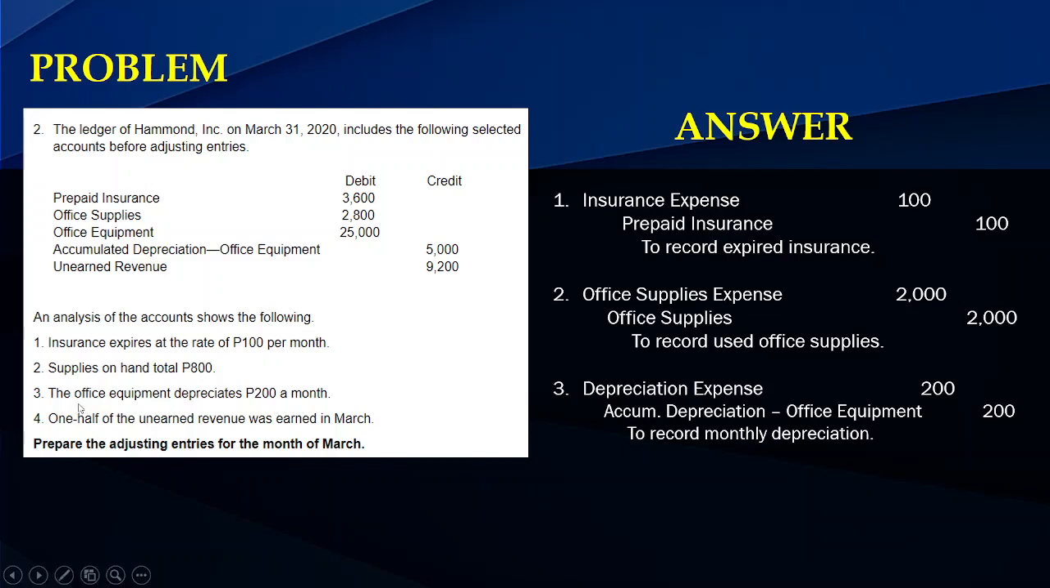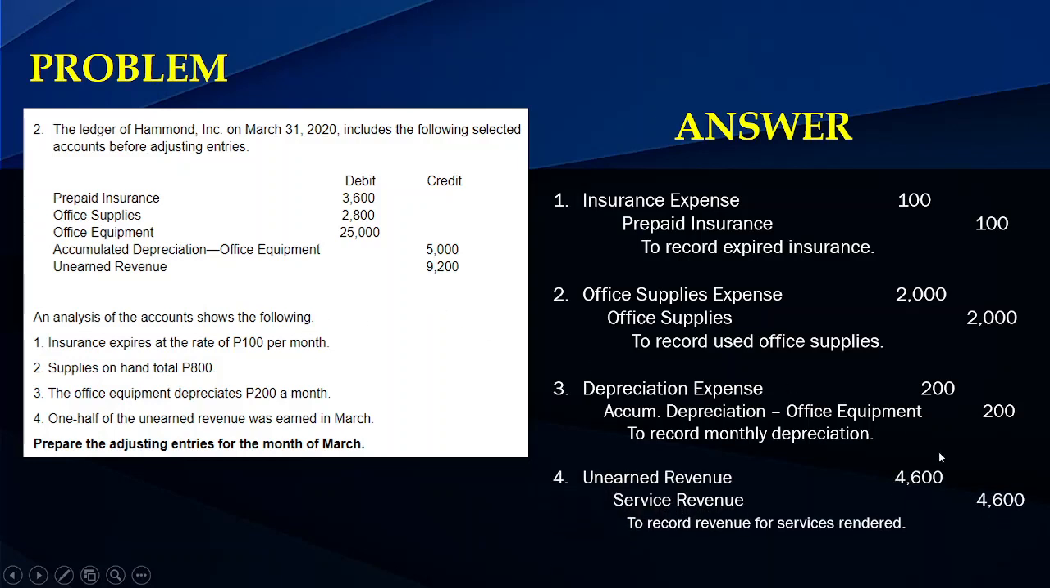And lastly, one half of the unearned revenue. This is a liability account. It is earned in March. Therefore, out of this, 50% or one half is already earned. Therefore, there is a need to recognize or to record the revenue by how much? That is 9,200 divided by 2, or that is 4,600. So this is the answer to your problem from last week.